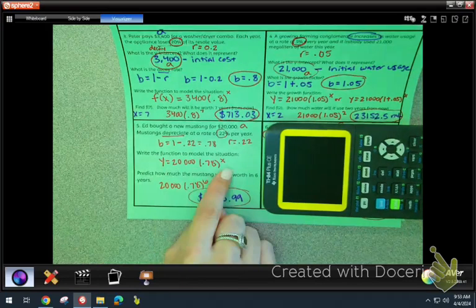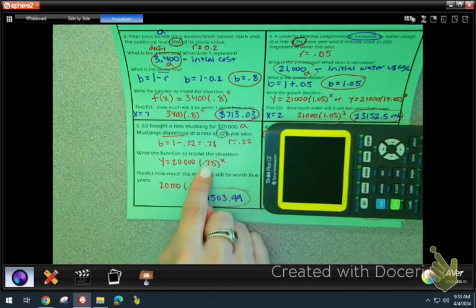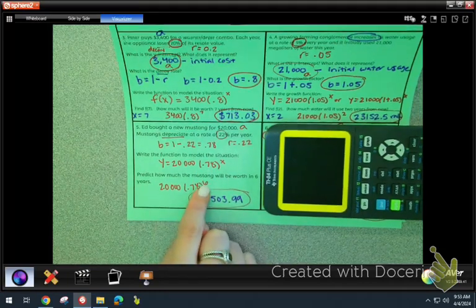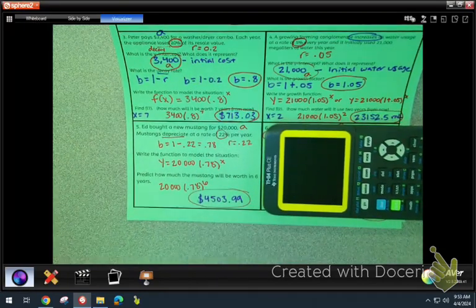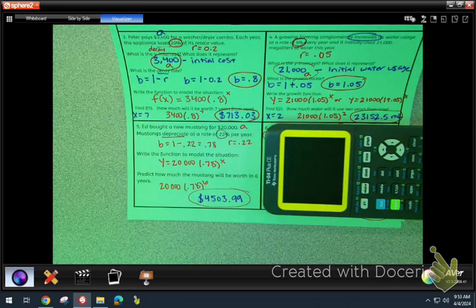So here's your model. Here's your equation. It makes sense it's decaying. 0.78 is less than 1. And then make the prediction. This is money. You can keep both of the decimals there. Okay, did y'all get that one?